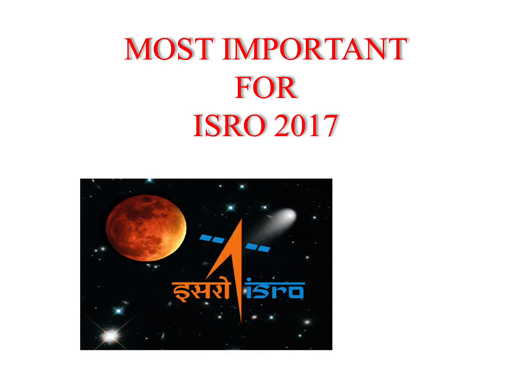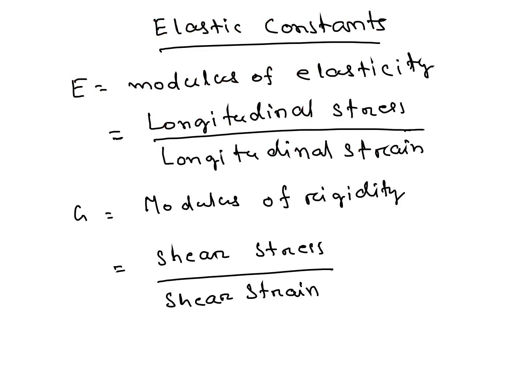This is a quick review for strength of material part 4. Elastic constants. First is E, Young's modulus, or modulus of elasticity. Modulus of elasticity is longitudinal stress divided by longitudinal strain, or linear stress by linear strain. Then G equal to modulus of rigidity or shear modulus. It's shear stress by shear strain.